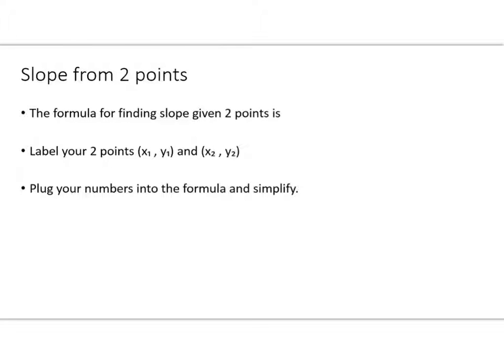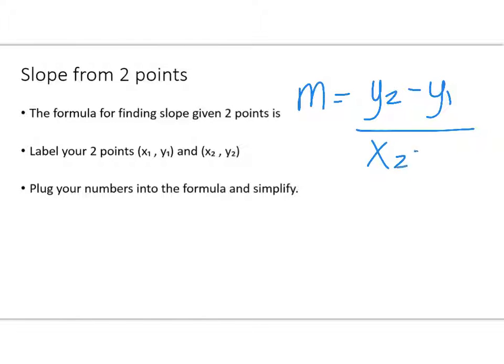Alright, these are the notes for finding slope from just two points, without actually having a graph or a picture to look at. The formula for finding slope given two points is m equals y2 minus y1 over x2 minus x1. Remember that slope is rise over run.